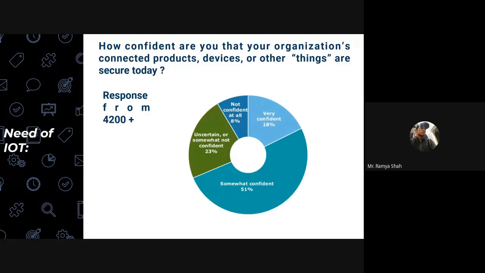So as you can see in the graph, there is a ratio of 51% who are somewhat confident. There are 80% who are very confident that the products they are using are secure. There are 8% who are not confident, even 1%. And there are 23% who are uncertain, a consideration of a section between confident and non-confident.